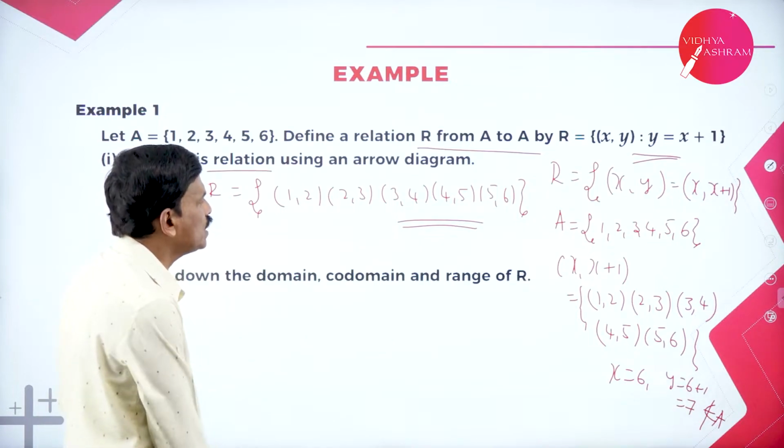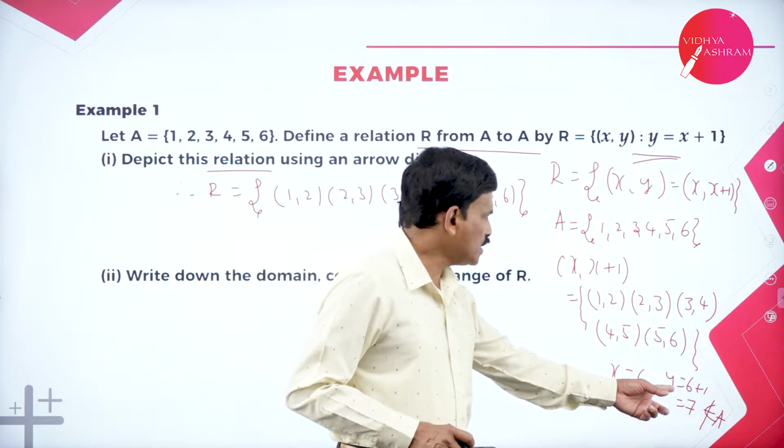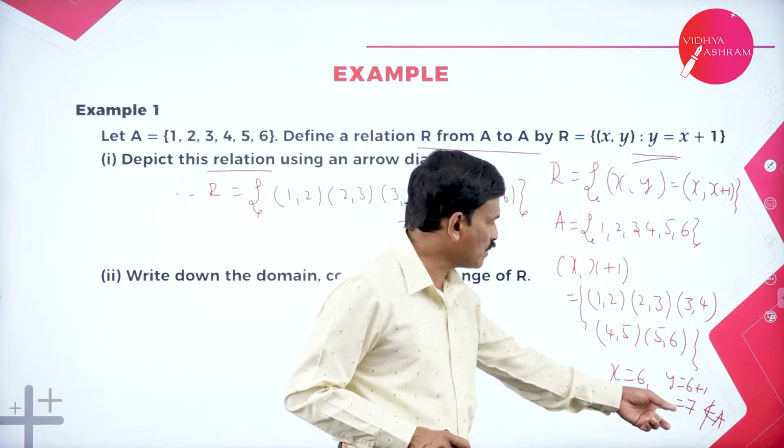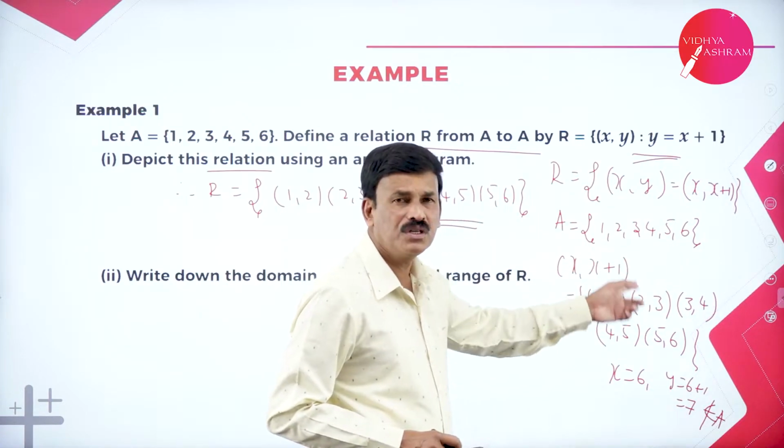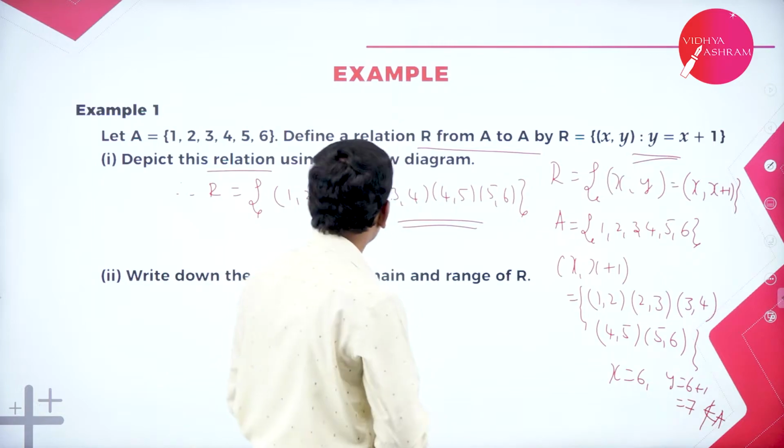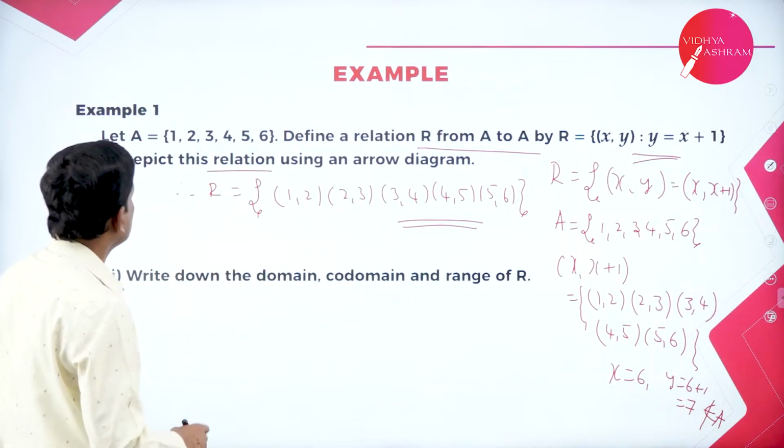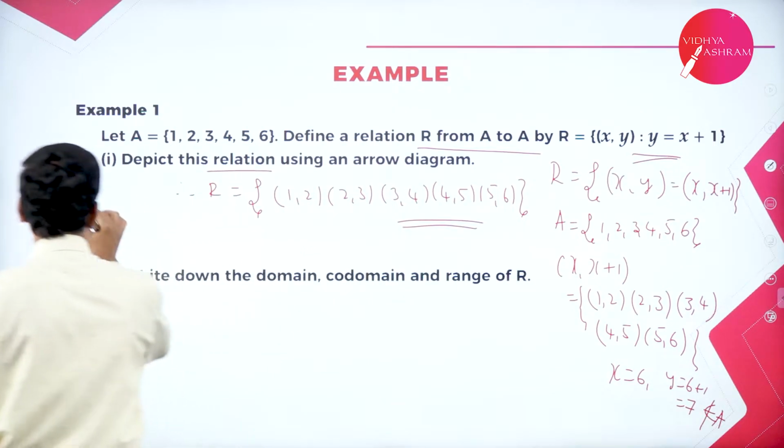Now, here, since this contains 6 plus 1 equal to 7, but 7 is not in the set A, therefore, we cannot use this element. Next, how to represent this in an arrow diagram? What is A?